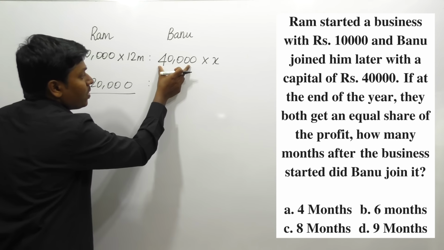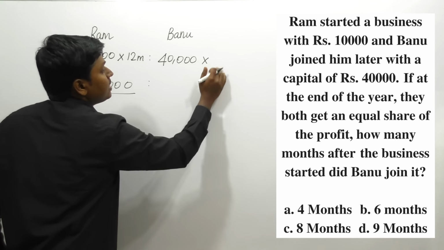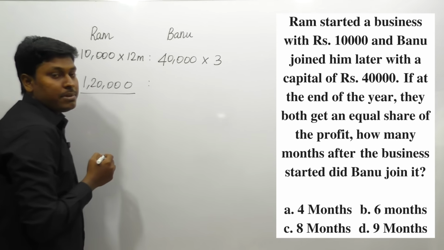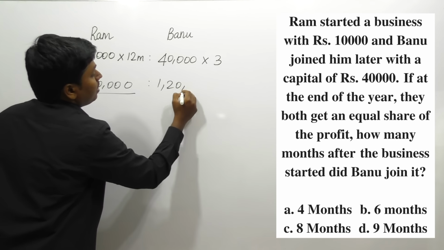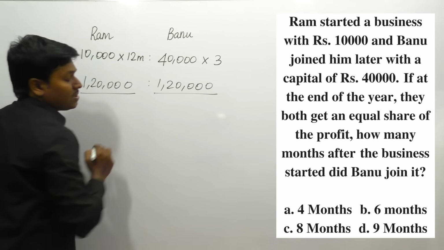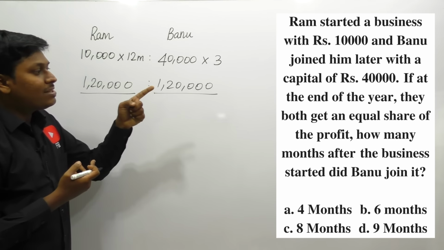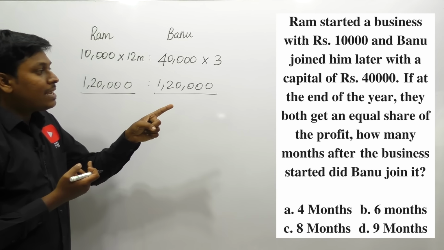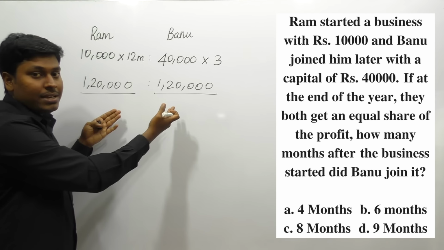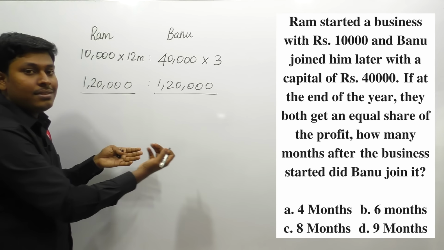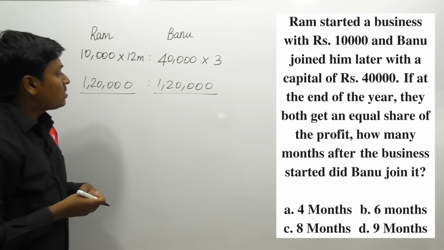So friends, here it is 40,000. Now we can definitely say that Banu will be in the business for 3 months. Only then can we get an investment of 1,20,000, right? Now both the investments are the same. According to the question, they have told that at the end of the year they get equal shares. Since both the investments are the same, we can surely say that their shares are also the same, right? So friends, listen here friends.